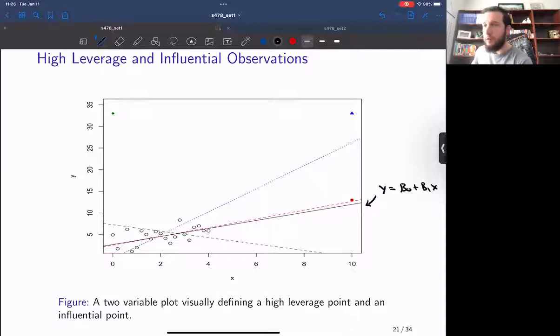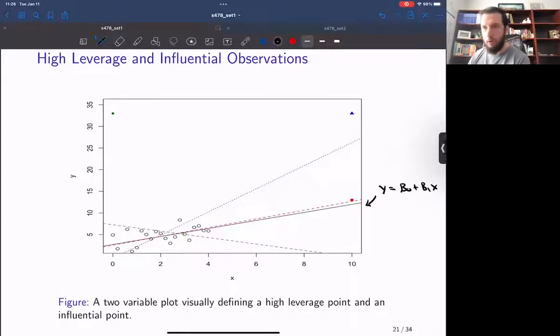Now, associated with each of these points is a dashed line. The reason for this is to help us better understand what we mean when we say a point is influential. An influential observation is one that drastically changes the fit of the line on its own. Imagine that the black open circles are the data, and then we're going to add in each of these observations separately.